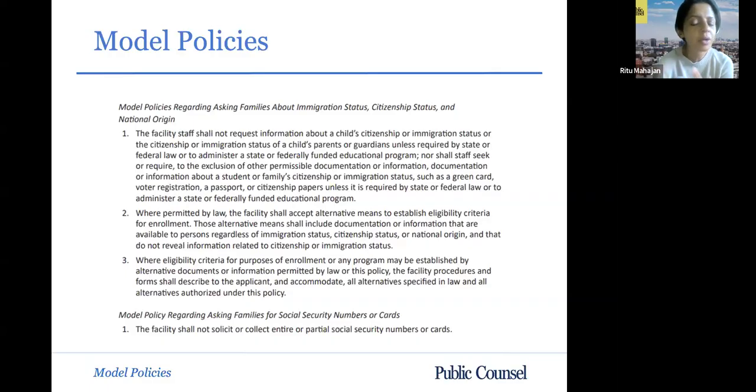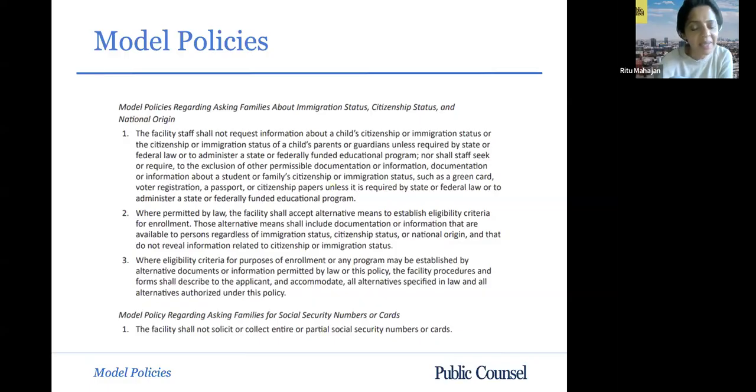Also provide other documents that a family could provide. So for example, if you need to establish someone's birth, I know a birth certificate obviously is the easiest way to do that, but the birth certificate reveals, for example, that the child was born in another country and that could negatively impact them. Figure out if there's a way to meet your criteria in these alternative manners.